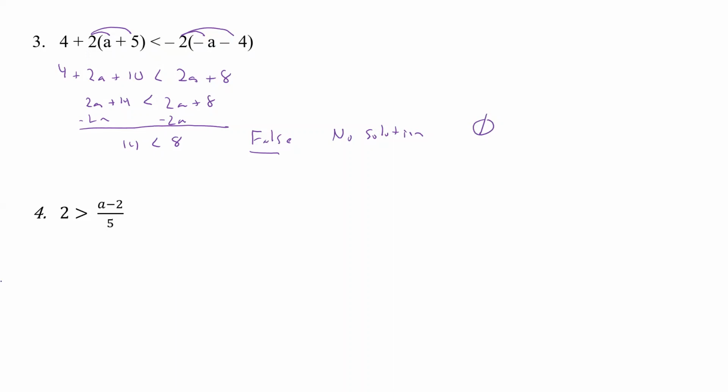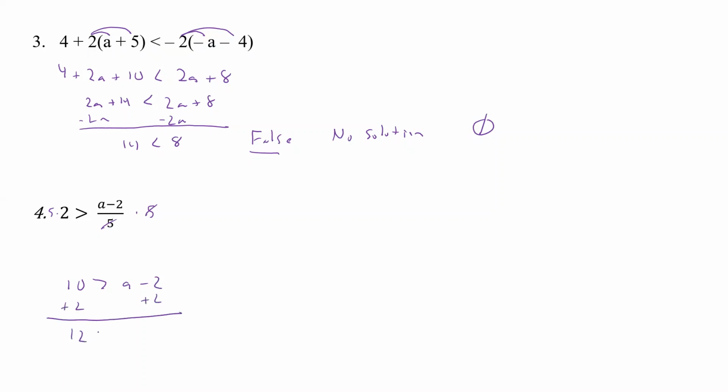All right, what about the next one? Here we have 2 is greater than a minus 2 over 5. Well, let's get rid of that 5 first. So we're going to use the multiplication property and multiply both sides by 5. Because when we do that, those cancel. So on the left, we have 10 is greater than a minus 2. So those cancel, we don't have anything else. So now we add 2 to both sides.